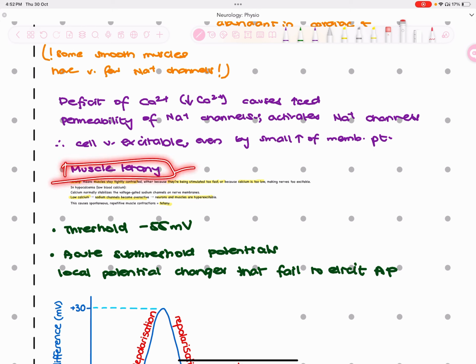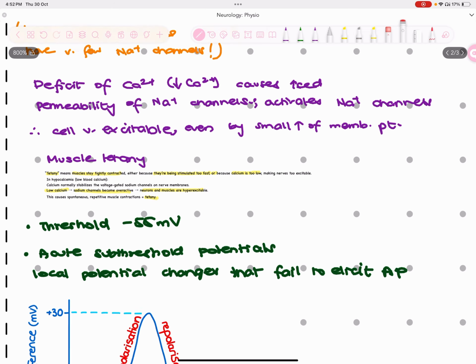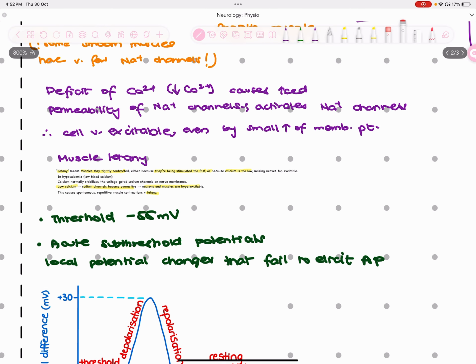If they ask you about muscle tetany, when does it occur? It occurs in cases of hypocalcemia, whenever there is very little calcium. Muscles stay contracted because they're being stimulated too fast, because calcium is too low, making them too excitable. In hypocalcemia, with too low blood calcium, calcium normally stabilizes the voltage-gated sodium channels on nerve membranes. With low calcium, sodium channels become overactive. Neurons and muscles are hyperexcitable. This causes spontaneous, repetitive muscle contraction called tetany.